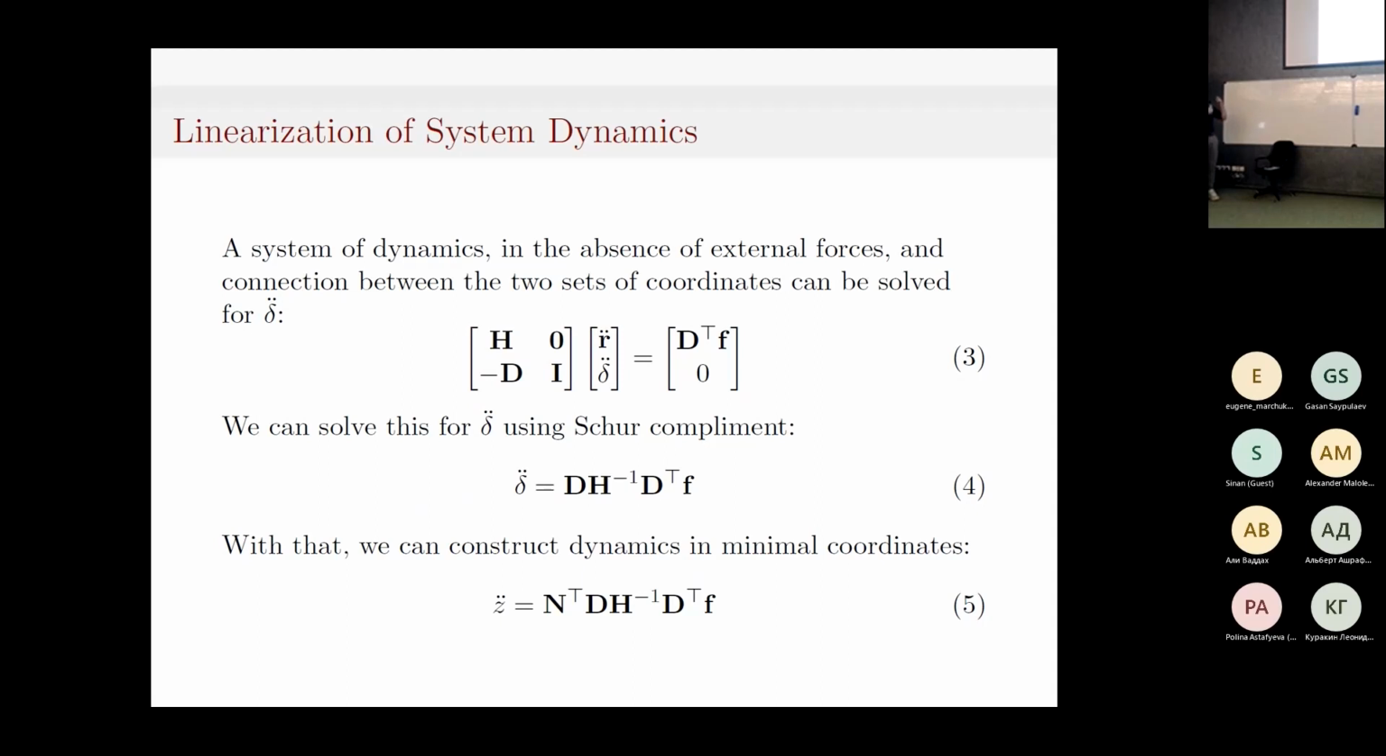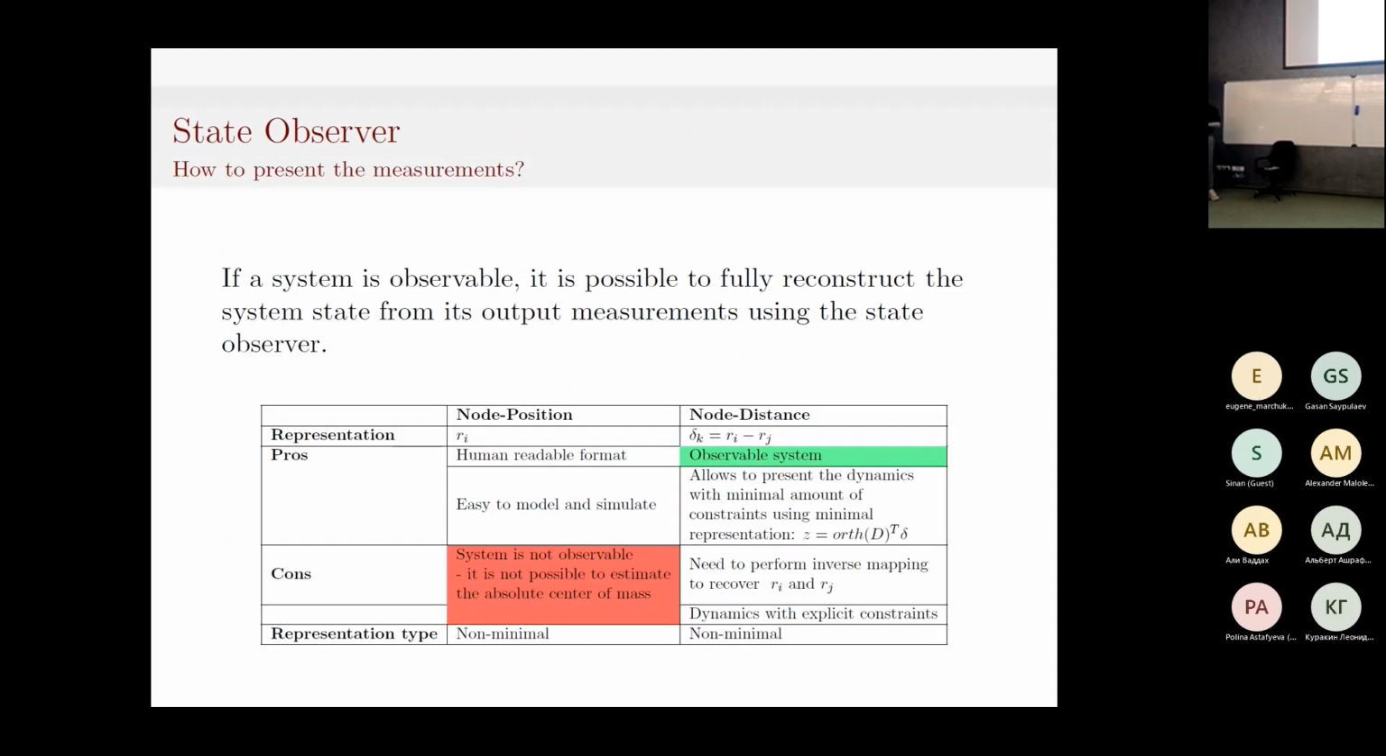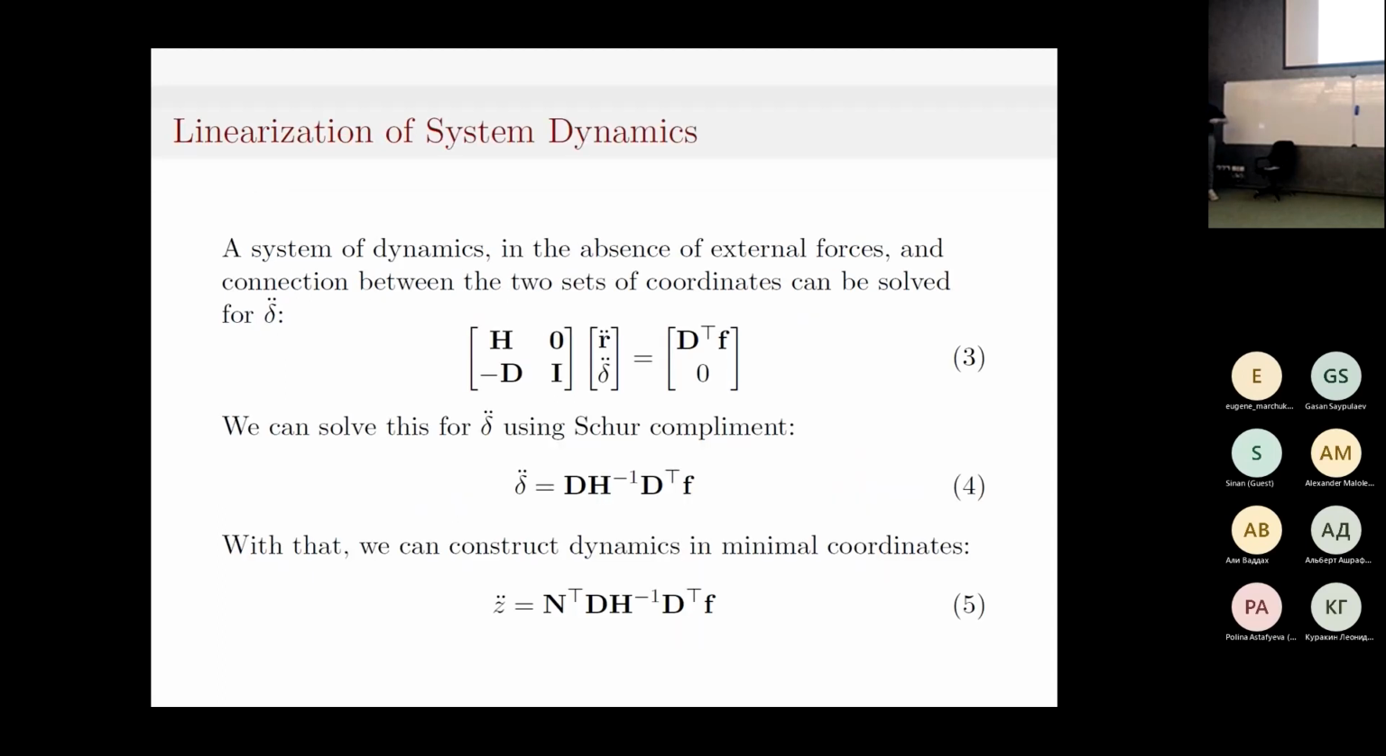And having this equation in a block matrix form, we can find delta double dot using Schur's complement and knowing the relation between Z and delta, which was shown on this slide. We can also derive dynamics for minimal coordinates. However, there exist some nonlinear elements here. It is a parameter f. This is elastic forces, and we want to linearize it.